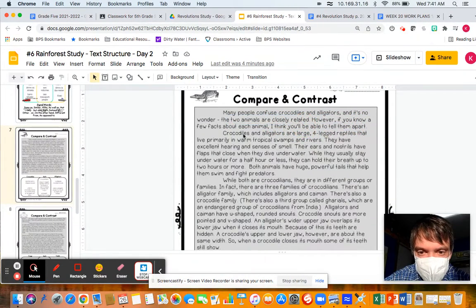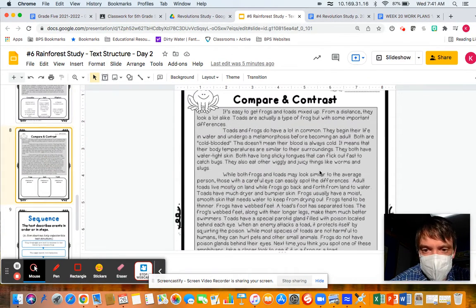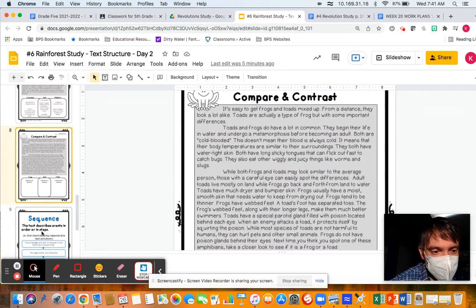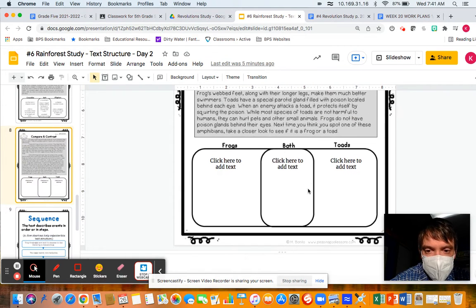And it goes through crocodiles and alligators in the first part, talking about how they're similar. And then right here it transitions. While both are crocodilians, they are in different groups or families. And it goes through some differences. And it has the notes. You're going to be reading a different one about frogs and toads and putting information in this box about how they're similar and different.